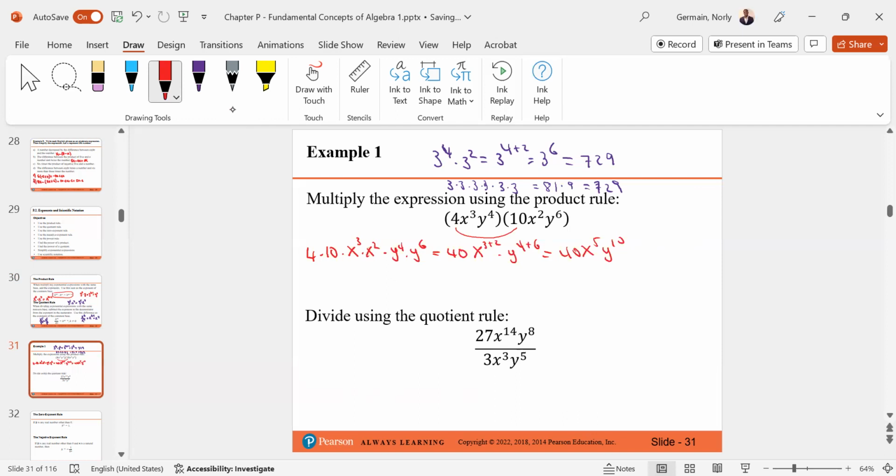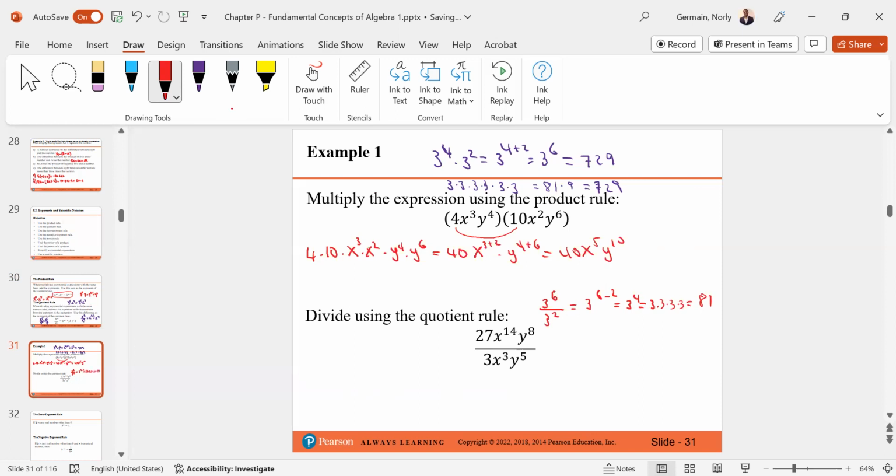If we call it quotient rule, look at this one for quotient rule. If we have, for example, 3 power 6 over 3 power 2, we can say it's 3 power 6 minus 2, which is 3 power 4. You know, 3 power 4 is 3 times 3 times 3 times 3. That gives you 81, right?